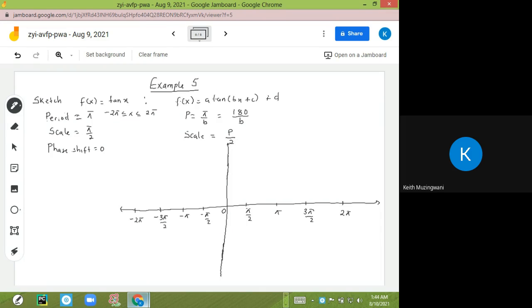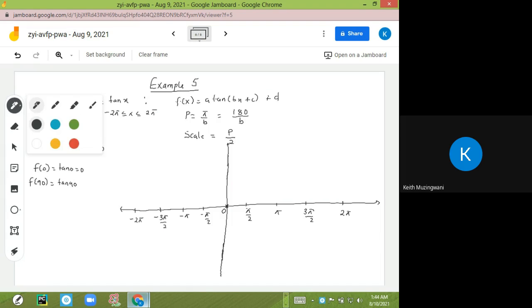If you look at this, we can just do the other side, it will be the same. So what is f of 0? Tan 0 is 0, so we have a point here. F of 90, tan 90 is undefined. So because tan 90 is undefined, we put an asymptote on pi over 2.